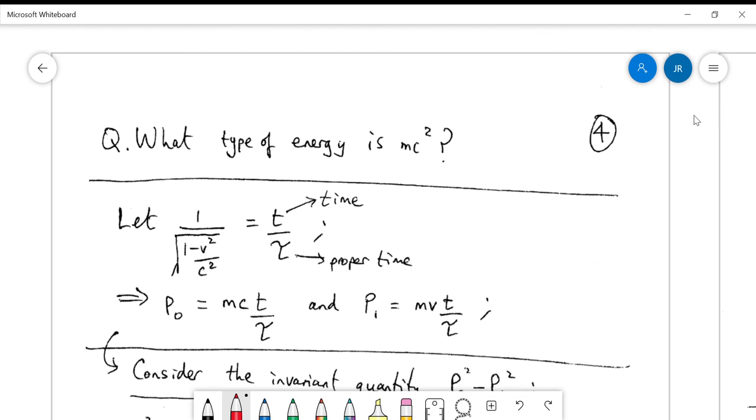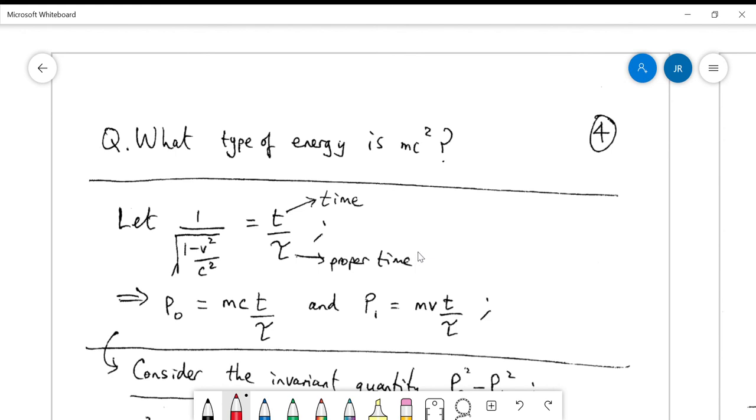Okay, so we're going to fiddle around with that denominator again, that Lorentz denominator that we saw from the time dilation train slide that we had earlier. So let this 1 over radical of 1 minus v squared over c squared equal t over tau, where t is time and tau is proper time. Time could be the time as experienced by an observer in a frame of reference, and let tau, proper time, be the time experienced by an observer, which is always the rate of change of a second per second. So to the observer, time doesn't change. It's only to an external observer watching the observer that time changes.